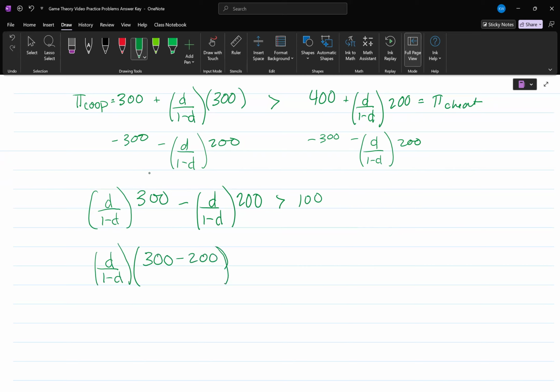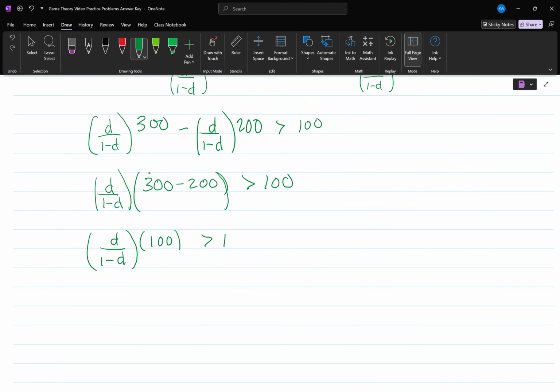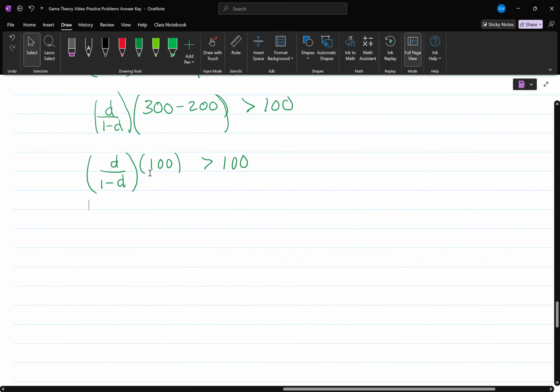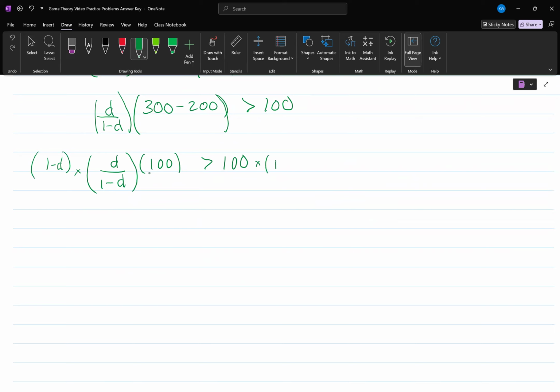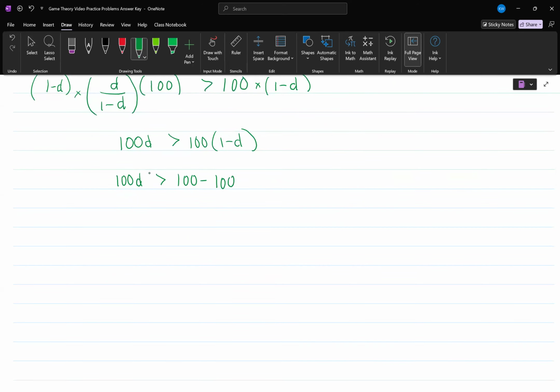That's going to give us d over 1 minus d times 100, all greater than 100. From here, we want to eliminate this fraction, so we're going to multiply both sides by 1 minus d. That's going to give us 100 times the discount rate being greater than 100 times 1 minus the discount rate. And we're going to go ahead and distribute that 100. So we'll have 100 times d greater than 100 minus 100 times d.